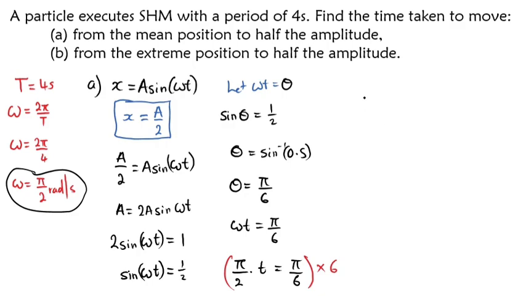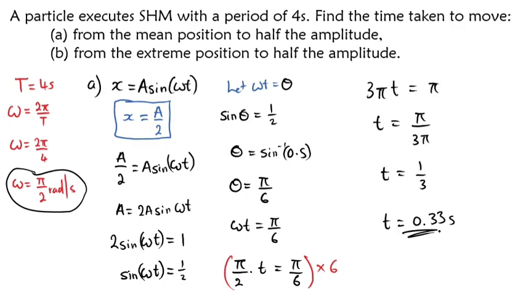This gives us 2 into 6 is 3, so it will be 3 pi t is equal to pi. So t is equal to pi divided by 3 pi. Hence time is equal to, pi cancels, leaving us with 1 over 3. So the time taken in this case will simply be 0.33 seconds. Like that.